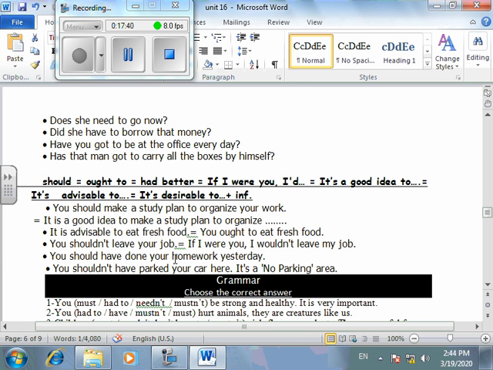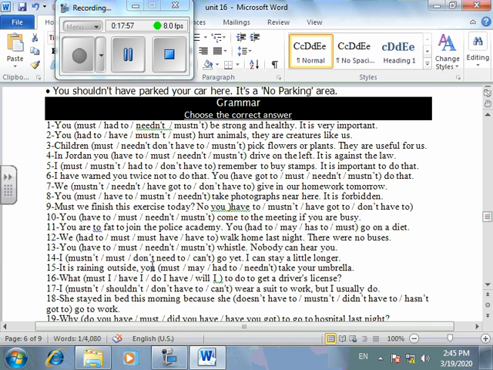You should have done your homework yesterday. Take care in the past. Should is followed by have plus the past participle, and this is not advice, this is blaming. You shouldn't have parked your car here. It is a no parking area. Also, it is blaming or criticism. Now let's move to the practice.